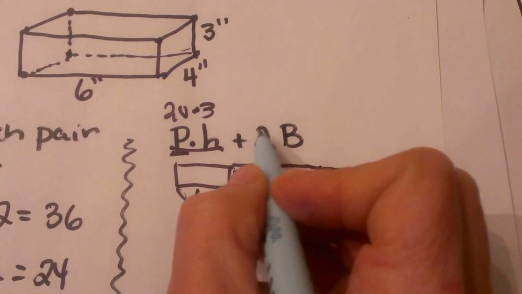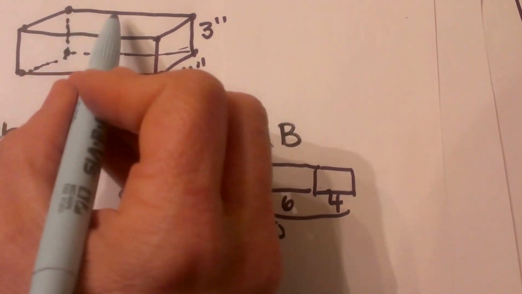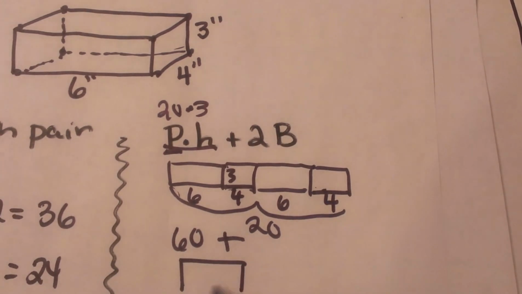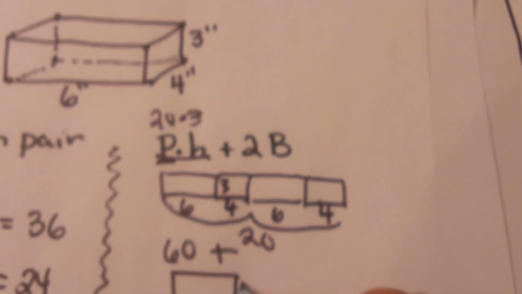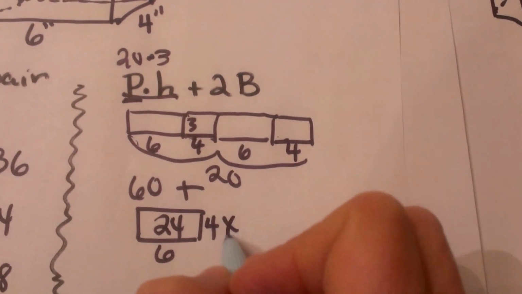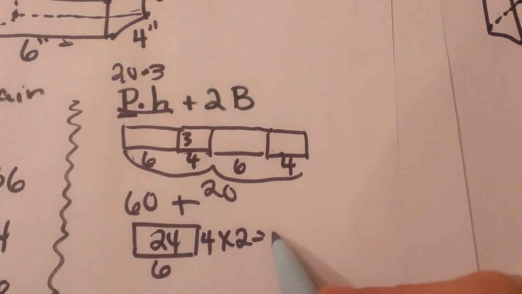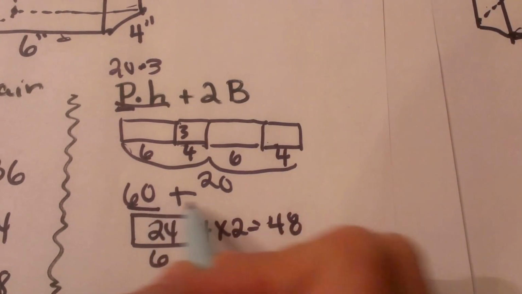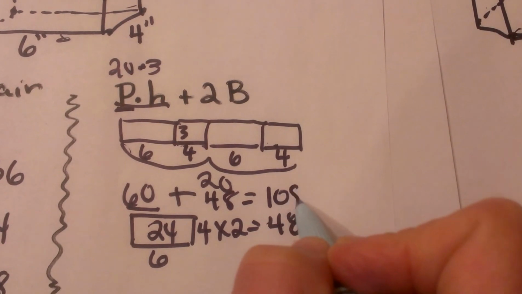Then I'm going to go back and add my base areas. So the parts I haven't added in are the top and the bottom. So let's look at the base areas. Okay, my base is 6, and this distance is 4. So I've got 24 square units, and I have 2 of those because I have a top and a bottom over here. So I'm going to add 48 to it. So I'm going to add 60 plus 48. 60 plus 48 is 108.